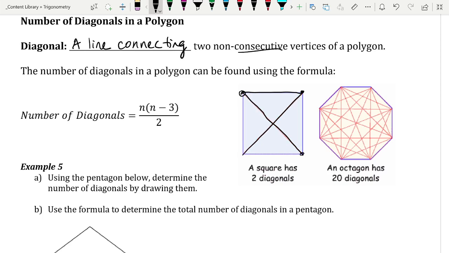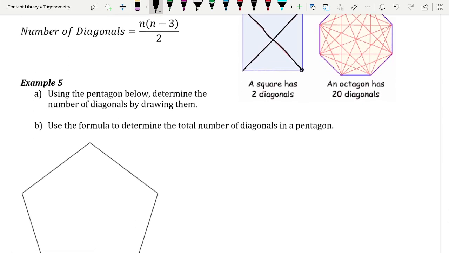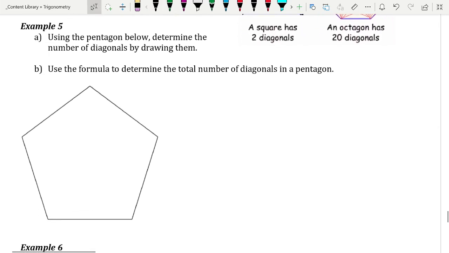Cool. How many diagonals do other shapes have? Check out the octagon. Octagon's got 20 diagonals. Let's try something a little easier than the octagon. Let's jump down. Don't worry, I'll go back to that formula in a minute. Let's try drawing the diagonals in a pentagon. So how would we do this? Let's do this systematically and count them as we go.